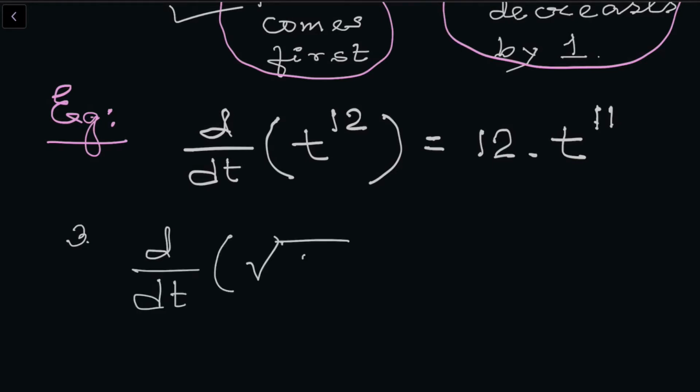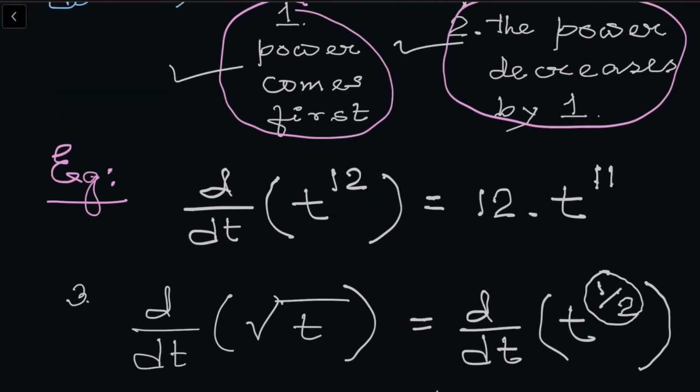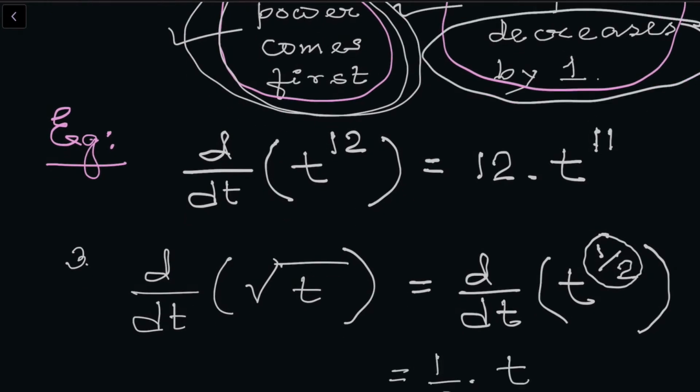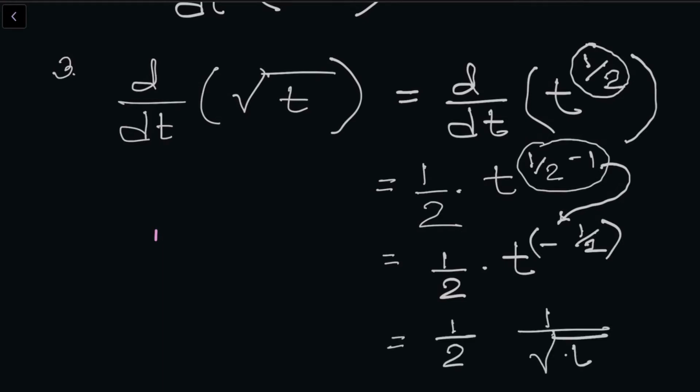Third example, root t. First write root t in the form of t to the power half. Then the power half will come first. And then the power of t will decrease by 1. So half minus 1 means minus half. So half into t to the power minus half. That means half into 1 by root t. You know this.